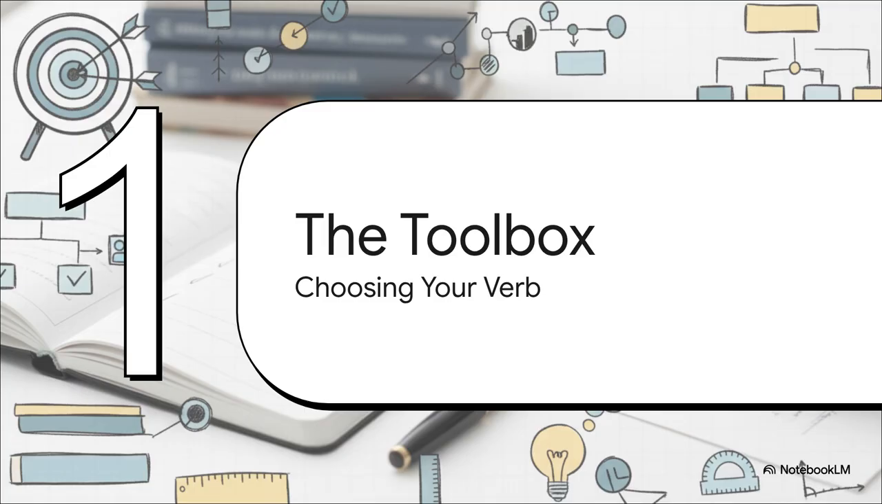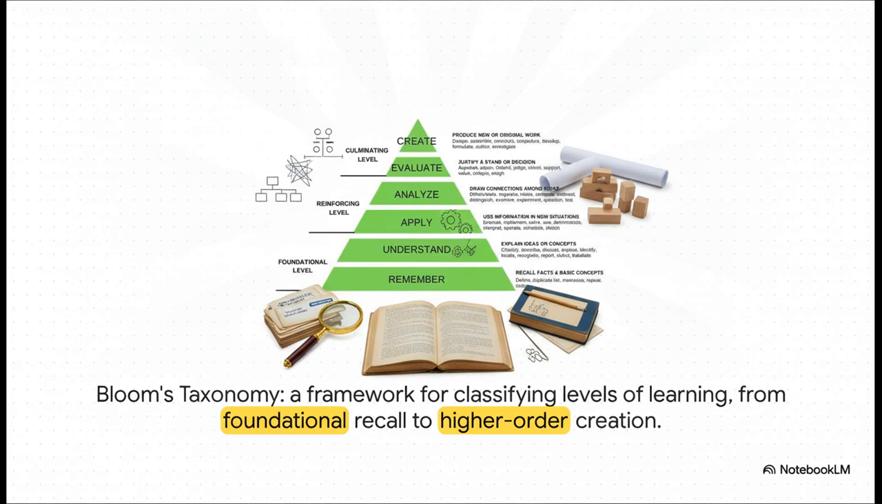Let's really zero in on that first part, the action verb. This thing is the engine of your entire learning outcome. Picking the right one is so crucial. And luckily for us, there's a fantastic tool out there to help us pick the perfect one for whatever job we have in mind. And that tool is the famous Bloom's Taxonomy.